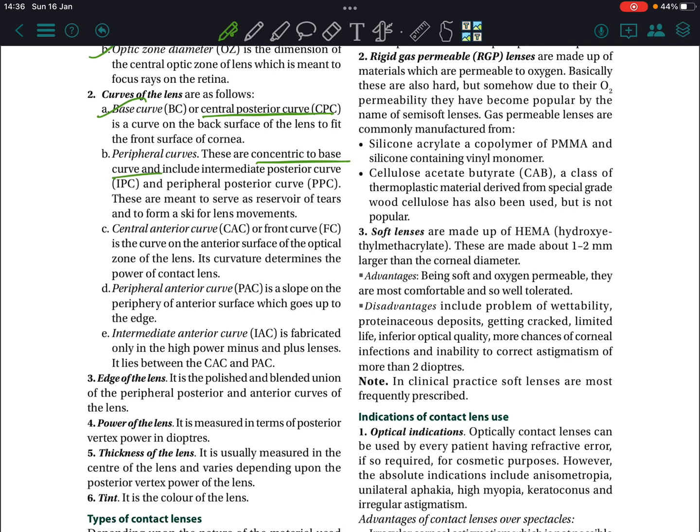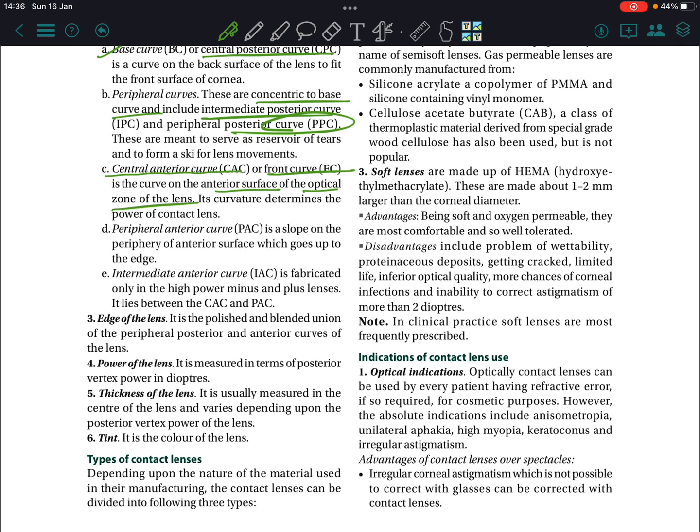Peripheral curves are concentric to the base curve and include the intermediate posterior curve and peripheral posterior curve. These are meant to serve as reservoirs of tears and to form a sky for lens movement. Central anterior curve, or front curve, is the curve of the anterior surface of the optical zone of the lens. Its curvature determines the power of the lens. Peripheral anterior curve is a slope on the periphery of the anterior surface which goes up to the edge. Intermediate anterior curve is fabricated only in high power minus and plus lenses. It lies between CAC and PAC. Edge of lens, power of lens.